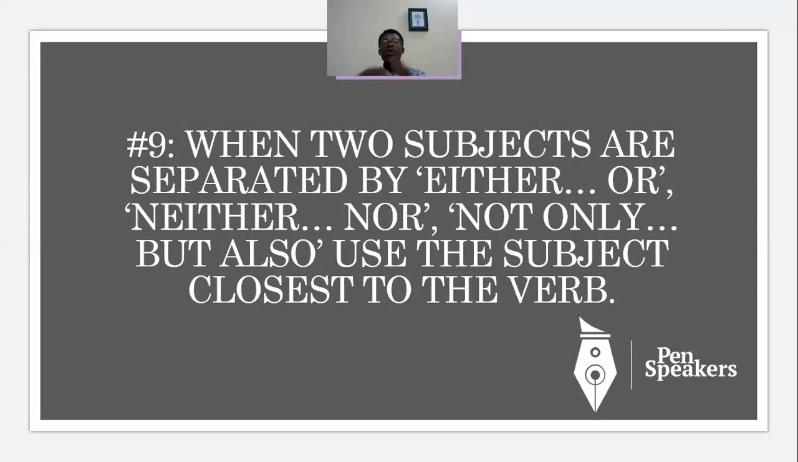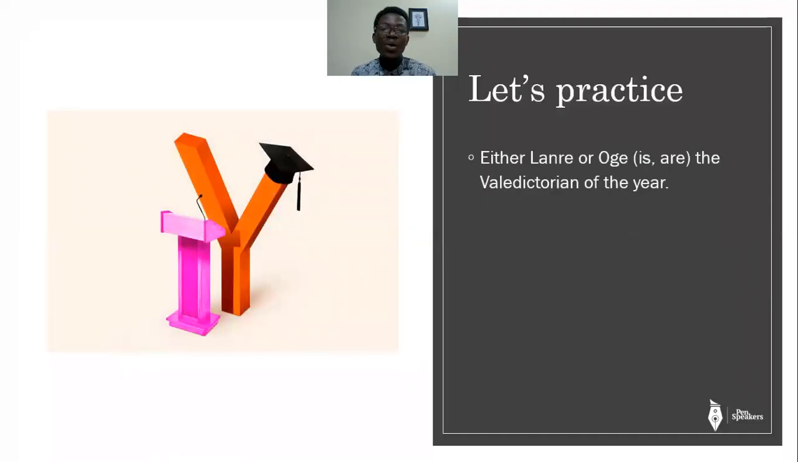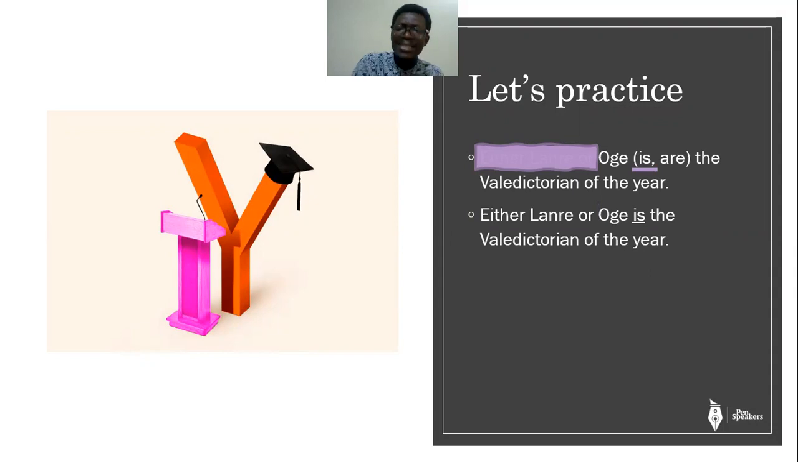Now to trick number 9. When two subjects are separated by either or, neither nor, not only but also, use the subject closest to the verb. In other words, ignore everything from either or, neither nor, not only but also. Ignore it and read your sentence without it. So in practice, let's say we have this. Either Larry or Oge dash the valedictorian of the year. So what you will do is what? You will ignore everything from either Larry or, cover it, and you read it as Oge is the valedictorian of the year. By the time you restore what you covered, you have what? Either Larry or Oge is the valedictorian of the year.